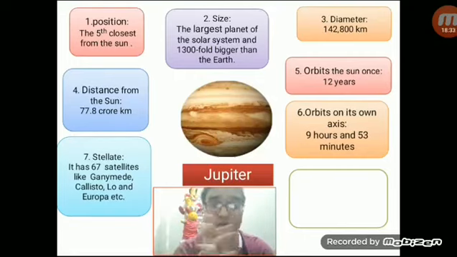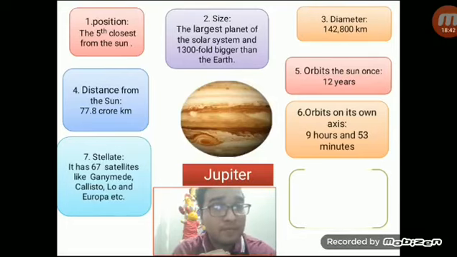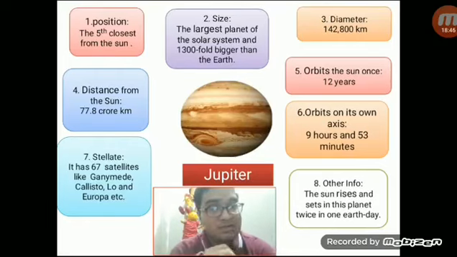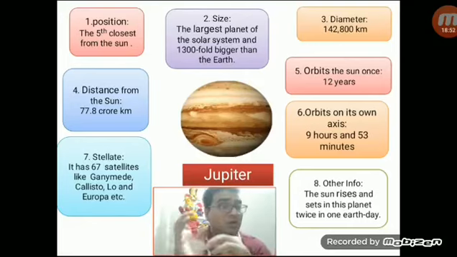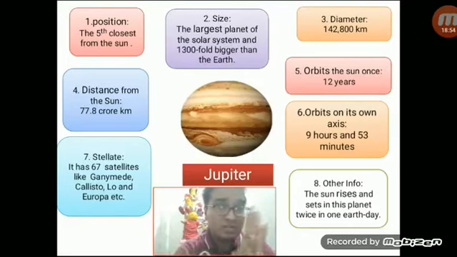You have to memorize the names of these satellites, and they are very important for MCQ questions also. Then other information: the sun rises and sets on this planet twice in an Earth day. So that's all about the planet Jupiter, and you must write down this information regarding the planet Jupiter.